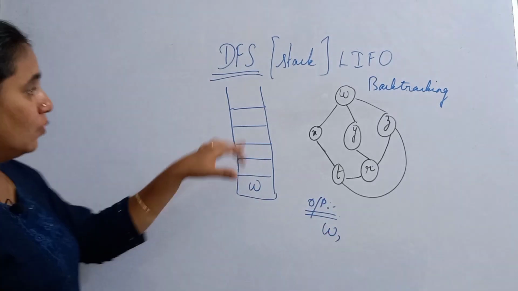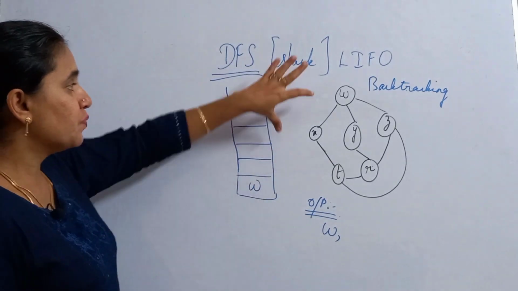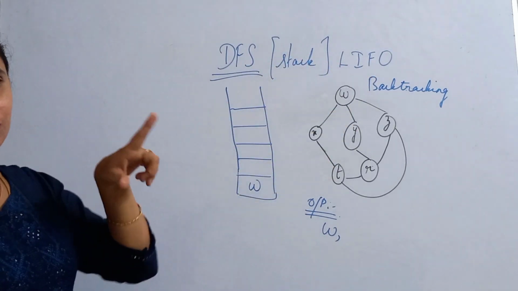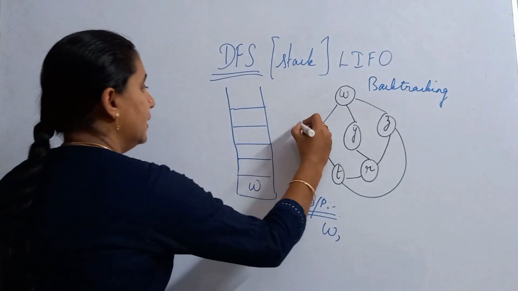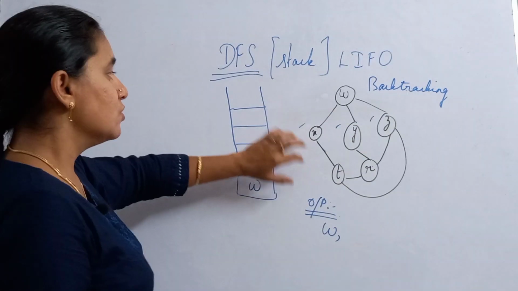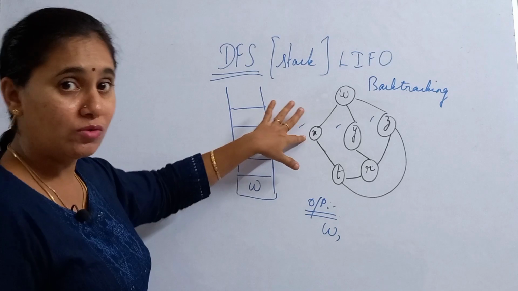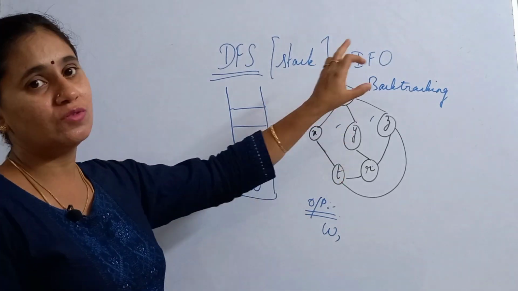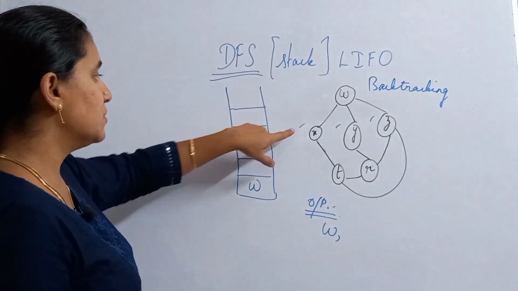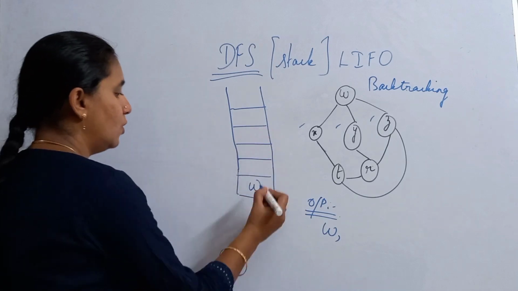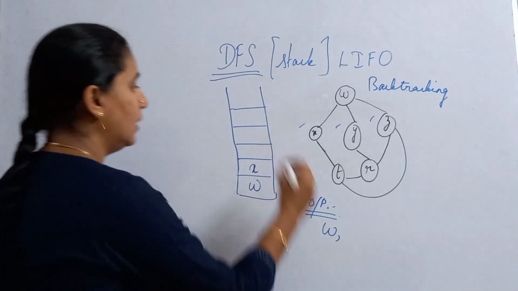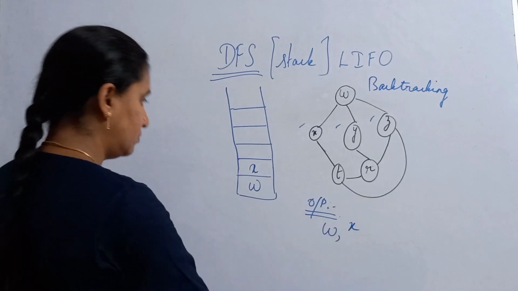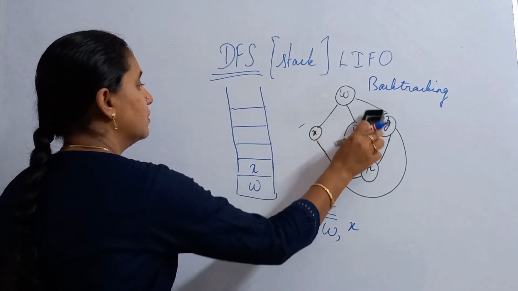Next, you are going to find all the adjacent elements of W. The adjacent elements of W are X, Y and Z. So let me take X. You can also select Y or you can also select Z. Here I am selecting X. So I am adding it in the stack data structure and I am printing it.